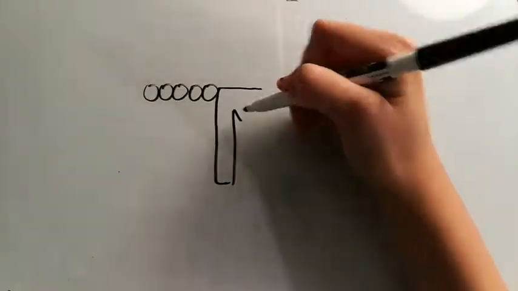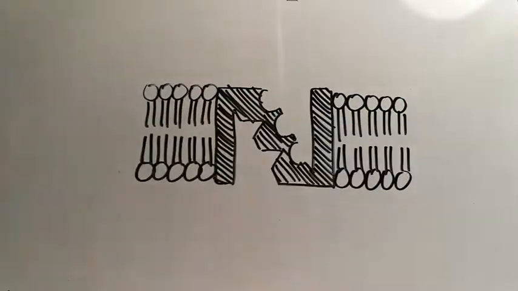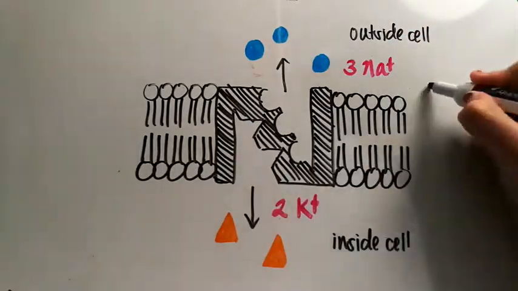To further balance the concentration of sodium and potassium ions, the sodium-potassium pump transports 3 sodium ions out for every 2 potassium ions that it transports in, again creating a net export of positive charge.